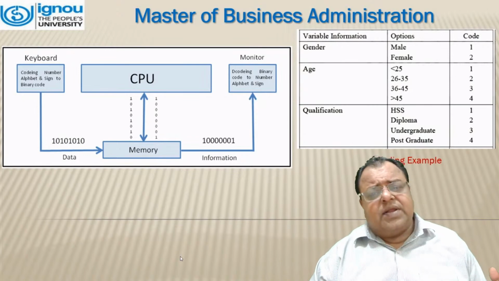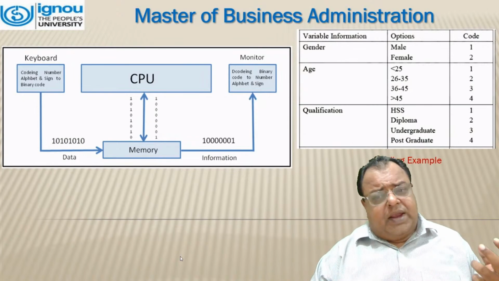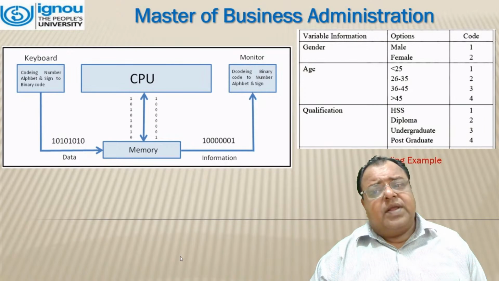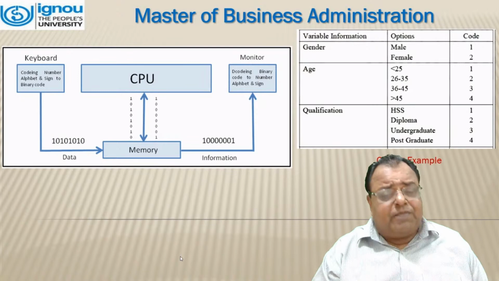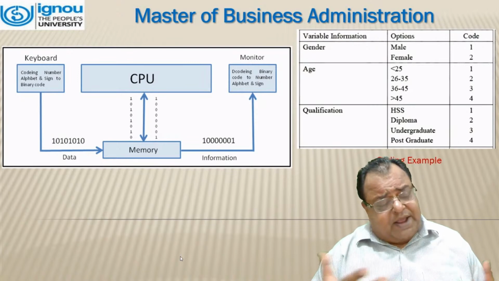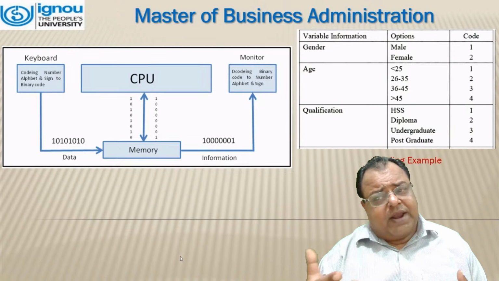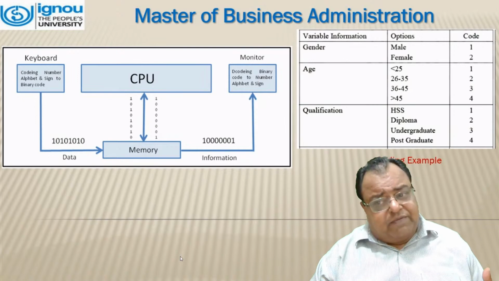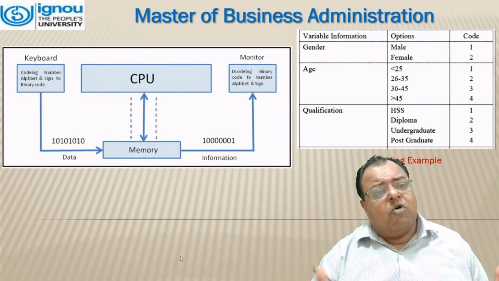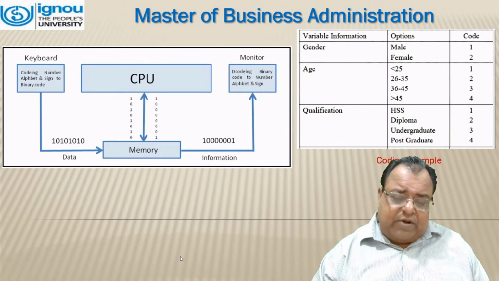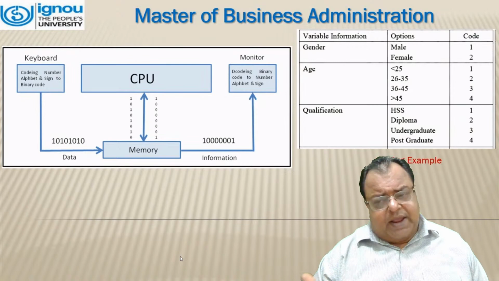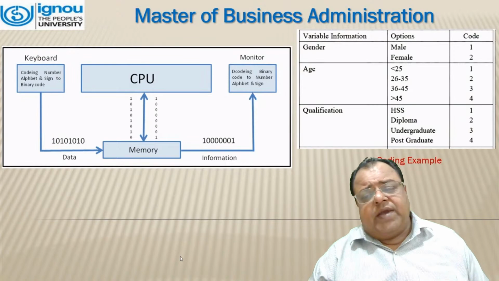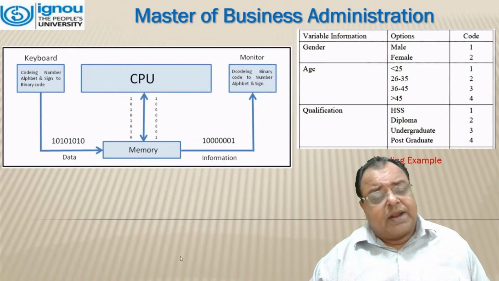What we have just discussed can be in the form of variable information. We have the option and the code, and how we perform it. If we talk about gender, it can be male or female. We can assign codes 1 and 2. Age: less than 25, 26 to 35, 36 to 45, and over 45. Four values can be assigned: 1, 2, 3, 4. And in terms of qualification, it can be higher secondary, diploma, undergraduate, postgraduate, and similarly we can assign four values to them. That means four codes.